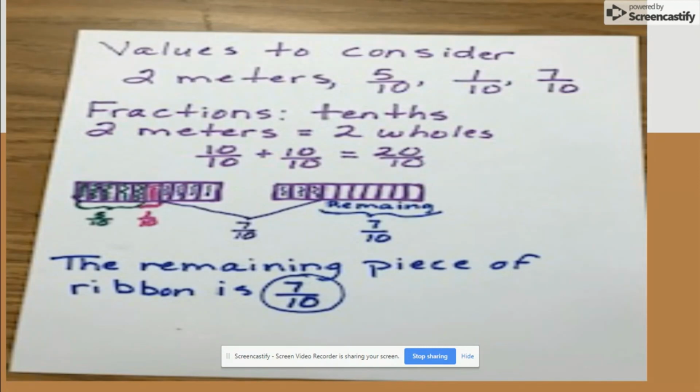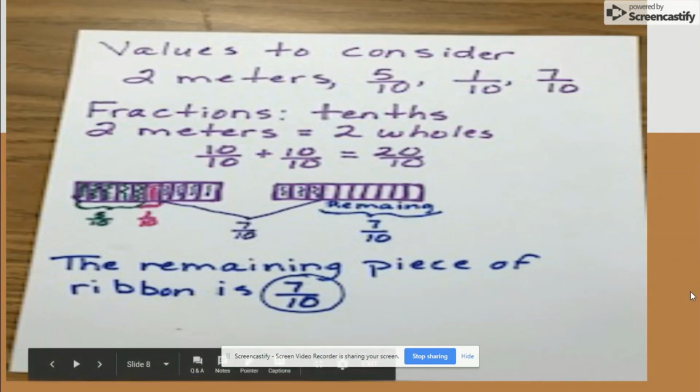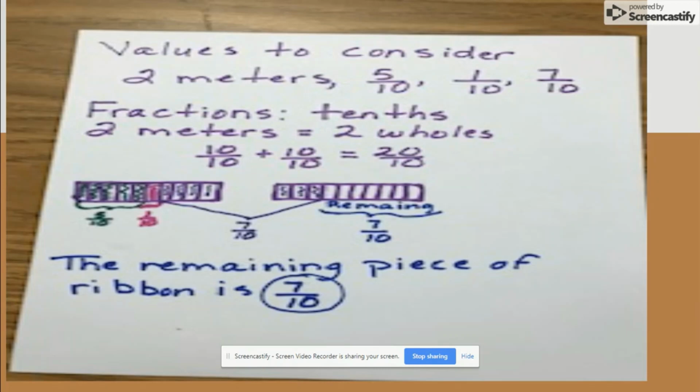If you see here, I've broken the problem down. Values to consider: the 2 meters, 5/10, 1/10, 7/10. Your fractions, you need to make sure that you identify what your fractions are. You're dealing with tenths in this particular problem. 2 meters equals 2 wholes. Since we're dealing with tenths, that's 10 tenths plus 10 tenths, and that will give you 20 tenths. The model here is drawn into tenths, both of those representing your 2 meters, and then you identify each of your fractions. Once we do that, we end up with 7/10 remaining. So you're putting in the problem: the remaining piece of ribbon is 7/10.